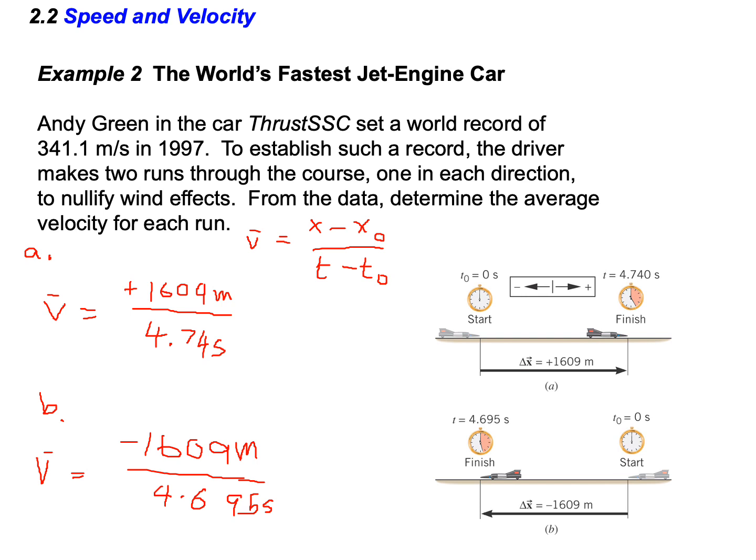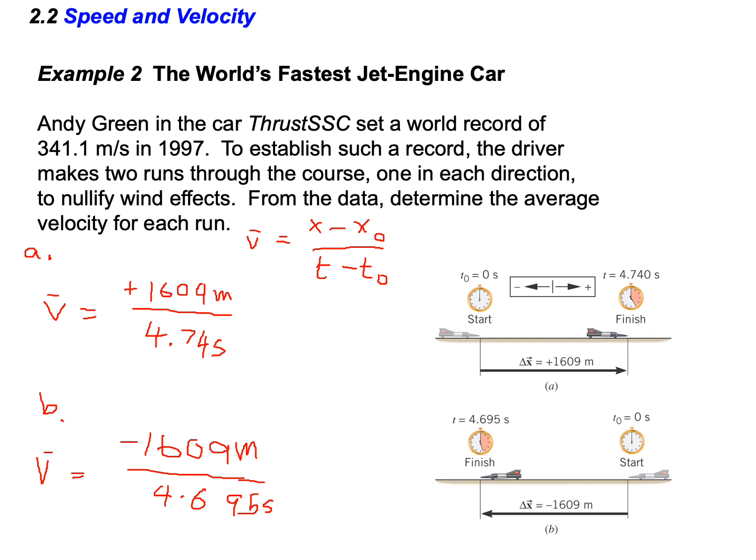Starting position is t equals 0, and at the finish location the time is 4.740 and the distance is plus 1609 meters. Plus means it has moved to the right direction or east, which is a plus, and if it travels in the opposite direction as in B, you will see a negative sign, which means it travels to the left or west direction.